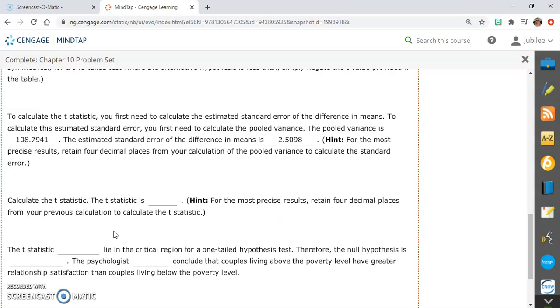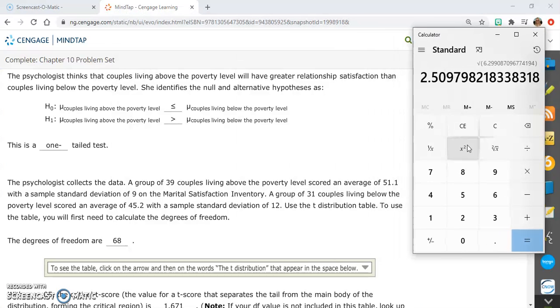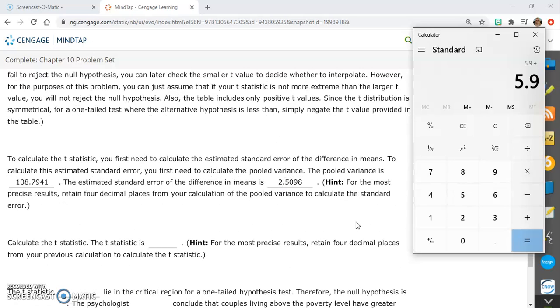Now, I can calculate the t statistic. So the t statistic is my mean difference divided by my standard error. So let me go find my means. My first group had an average of 51.1, minus my second group had an average of 45.2, and that gives me 5.9. And I'm going to divide that answer by my standard error that I just calculated a minute ago. And I end up with 2.35.